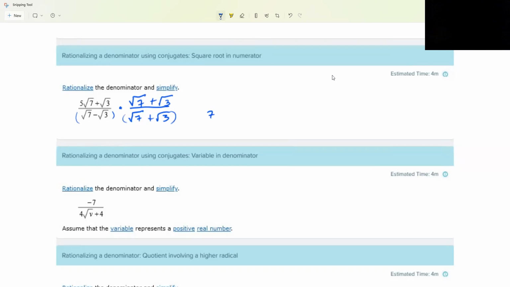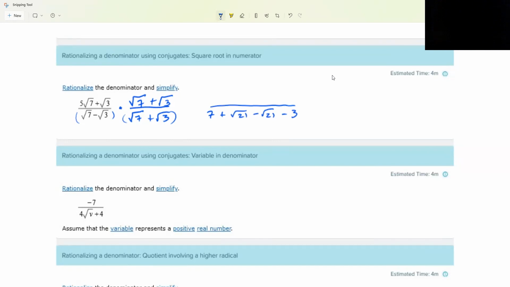Then the square root of 7 times 3 is going to give you plus square root of 21. Then negative square root of 3 times 7 is going to give you a negative square root of 21. And then square root of 3 times the square root of 3, that's going to give you minus 3. Okay. And then on the top, I'm going to do the same thing.